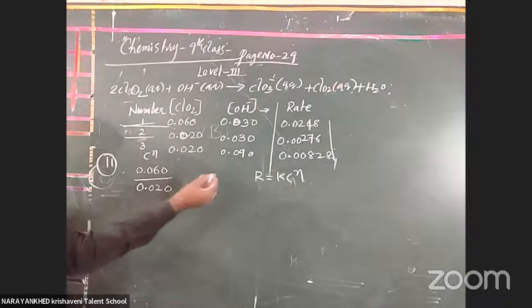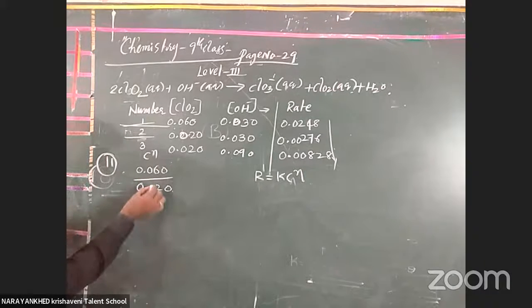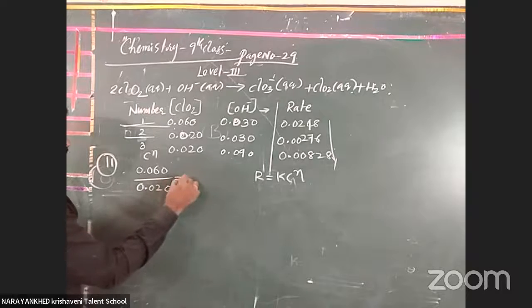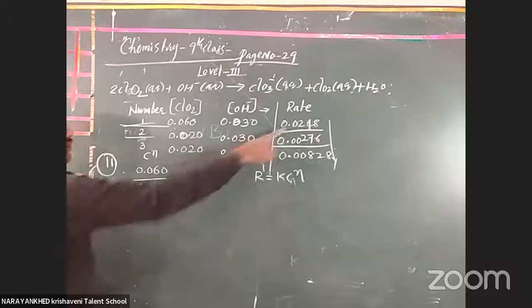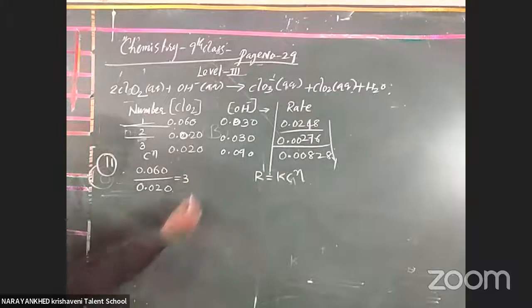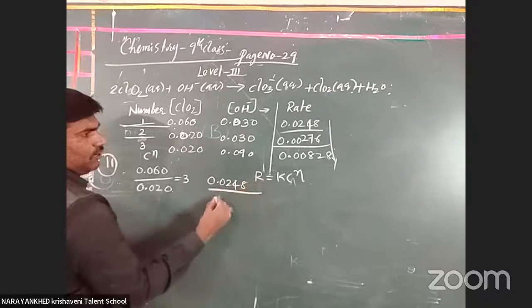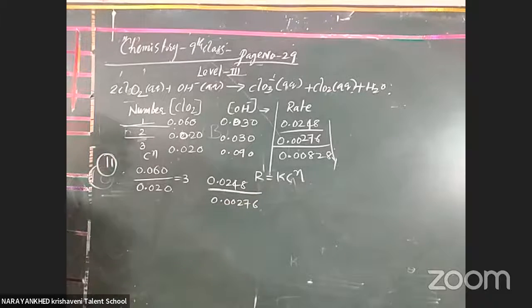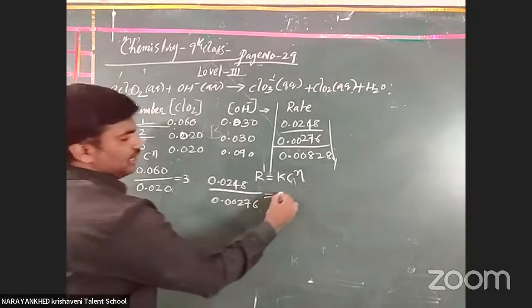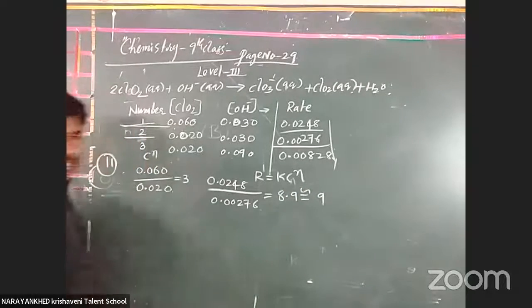The concentration ratio here is 3. Now what is the ratio between the first trial and the second trial rate? It is 0.0248 by 0.00276. Approximately, you get a value of 8.9, which we take as 9.